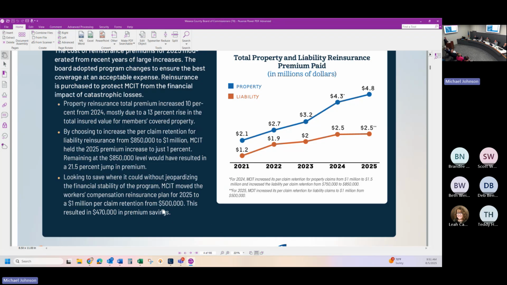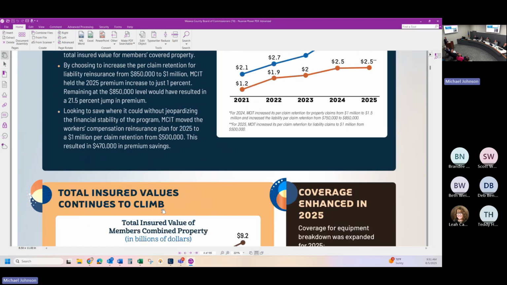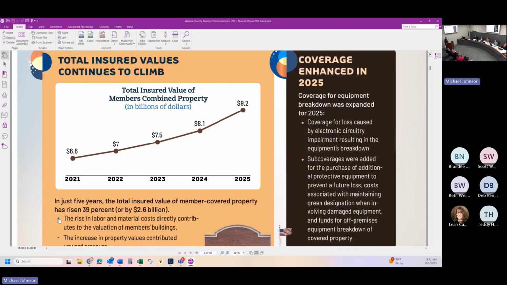You can scroll down to the bottom if you can control that. Yeah, so that chart on the bottom gives you a sense, and you'll see that line arcing up a little bit in 2025. This is our total insured value, the value of buildings and property that we have in the pool. In 2025, it's $9.2 billion, and you can see that rate of increase is arcing up a little more.